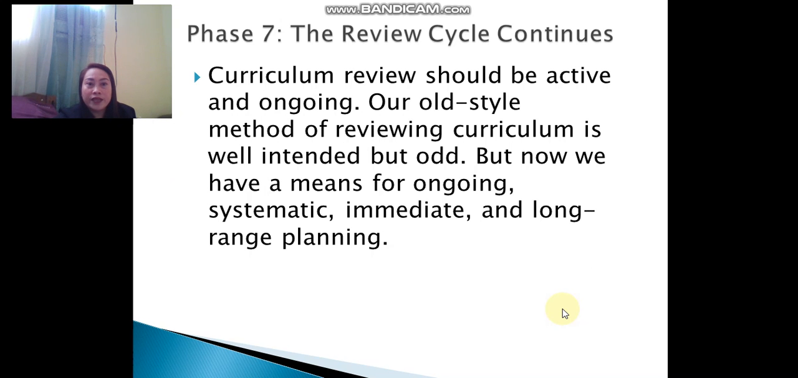Okay, and phase 7, the review cycle continues. The curriculum review should be active and ongoing. Our old style methods of reviewing curriculum are well intended but odd. But now we have means for ongoing systematic, immediate, and long-range planning.